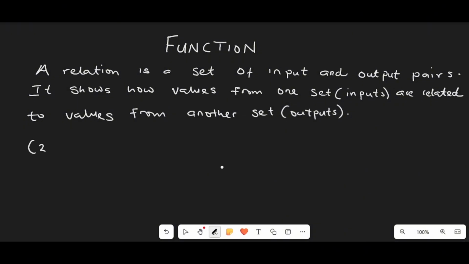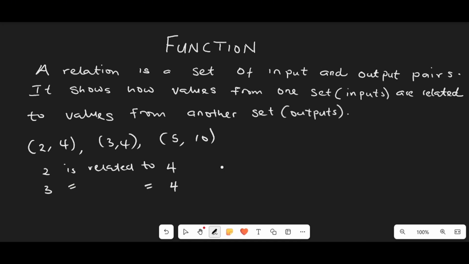(2, 4), (3, 4), (5, 10). In this example, we can see that 2 is related to 4, 3 is related to 4, and 5 is related to 10.